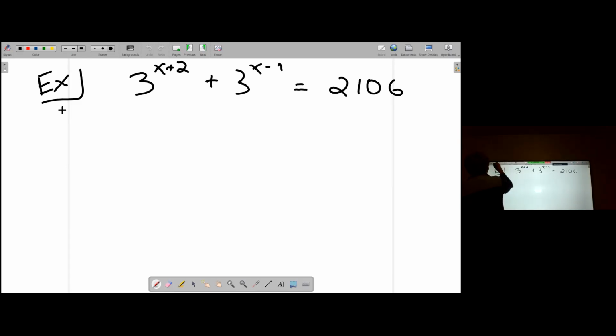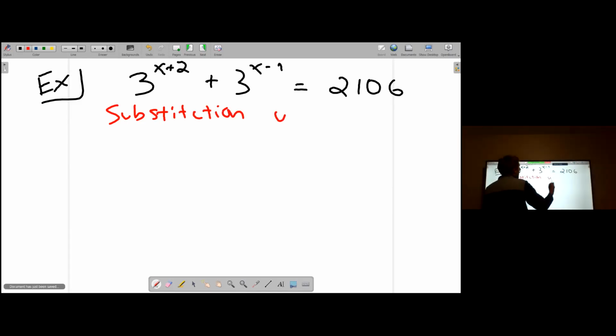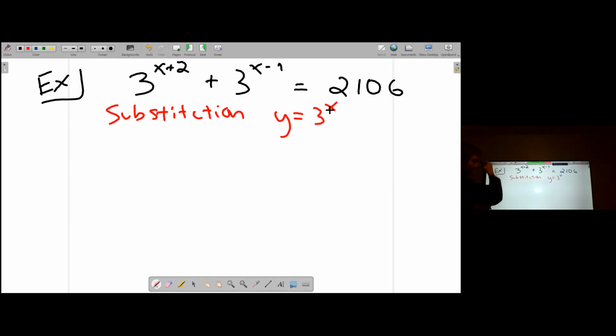Okay, so I'm going to use substitution. And I'm going to use the substitution y is equal to 3 to the x. Okay, so how does this work? So you want to replace 3 to the x in your original equation with y. Problem, there are no plain 3 to the x's in our equation. So what do we do?